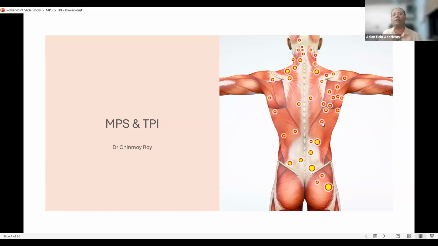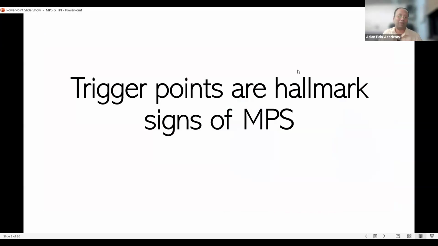Then the lower back paraspinal muscles. So these are common areas, mainly the suboccipital or paraspinal area in the cervical spine. These are very common areas for developing myofascial pain syndrome. And nowadays people work in front of a screen for a long time, so this is very common. Trigger points are hallmark signs of myofascial pain syndrome. So we have to search for a trigger point.